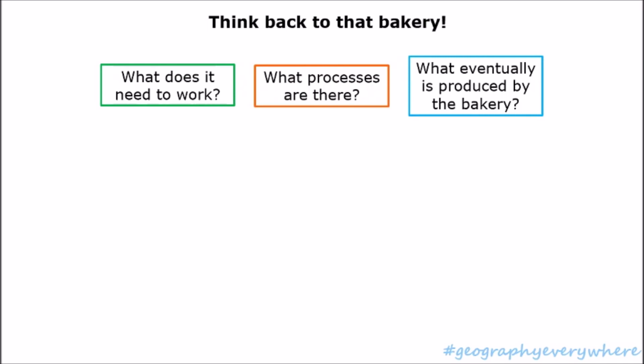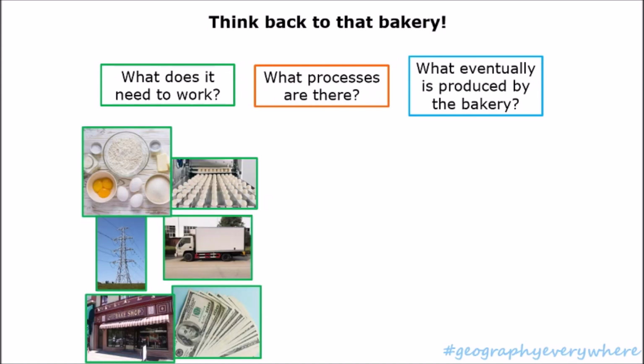So, going back to that bakery we talked about. What does it need to work? What processes are there? And what is eventually produced by the bakery? So what does it need to work? It needs quite a bit of raw materials, it needs electricity, it actually needs the shop, it needs machines to create the bread or the pastries, it needs trucks to get the raw materials and then to deliver the product. And it also needs money, capital, money to be put into the business.